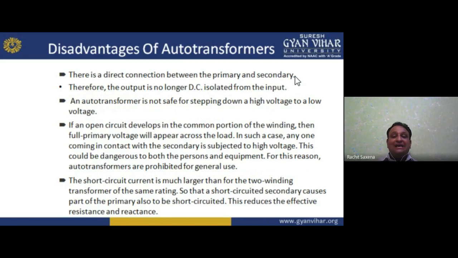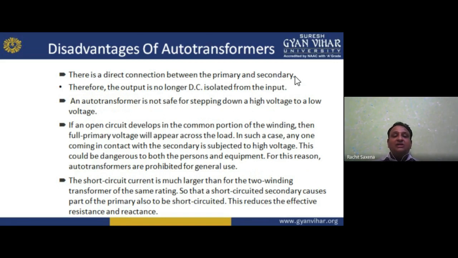Now second, an auto transformer is not safe for stepping down a high voltage to a low voltage. For stepping up it is good, but for stepping down we can't do it very easily. Why can't we do it very easily? Because it is not suitable for it. Not feasible for it.